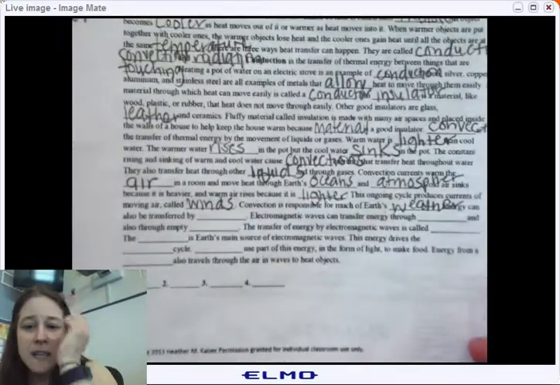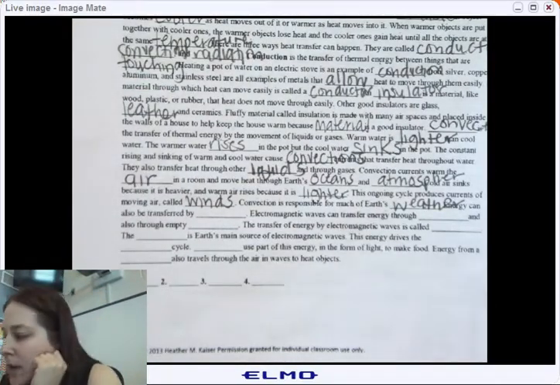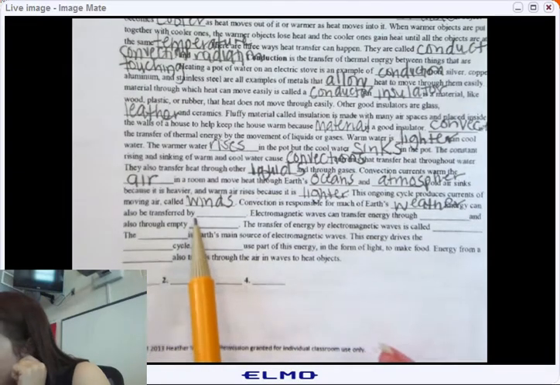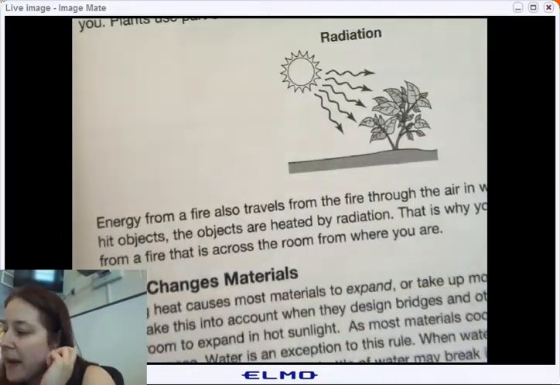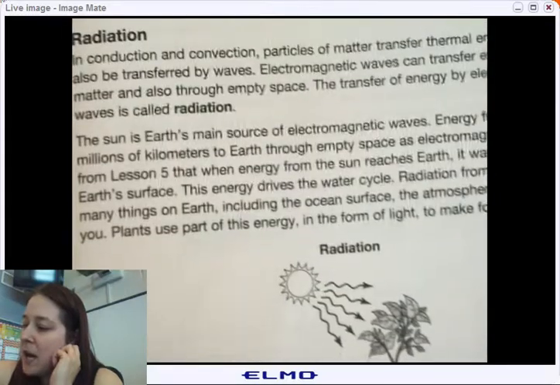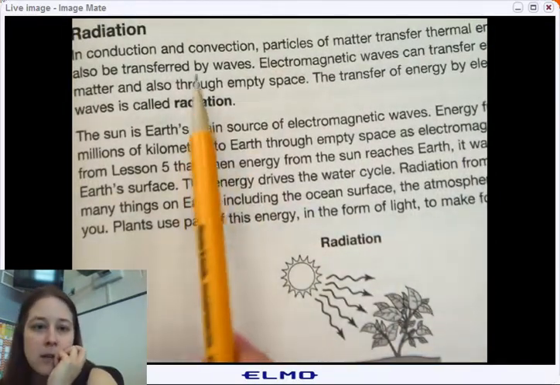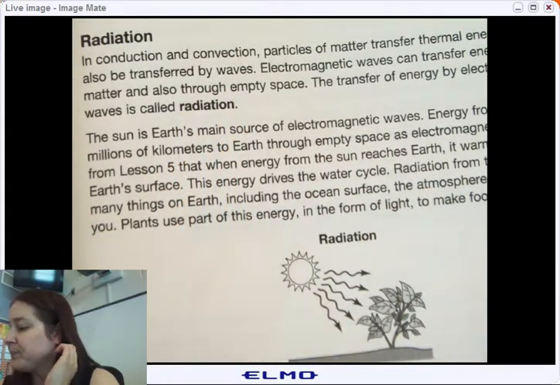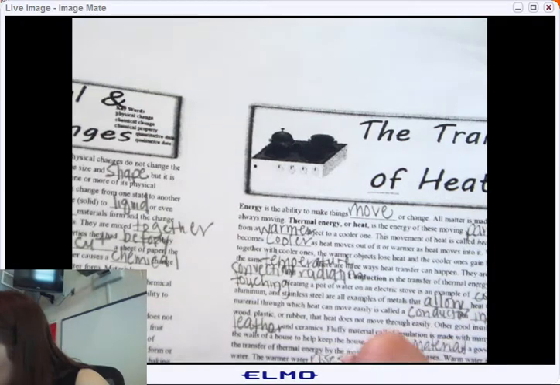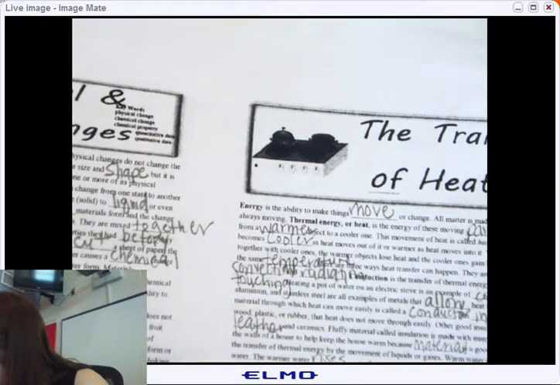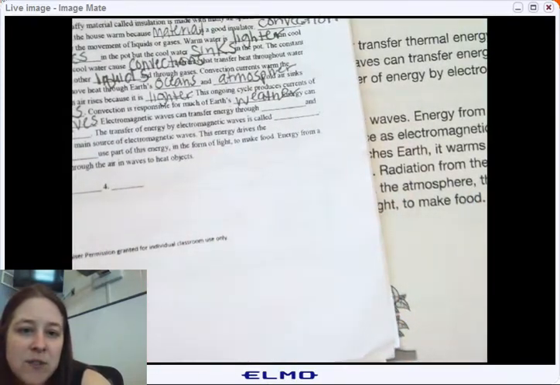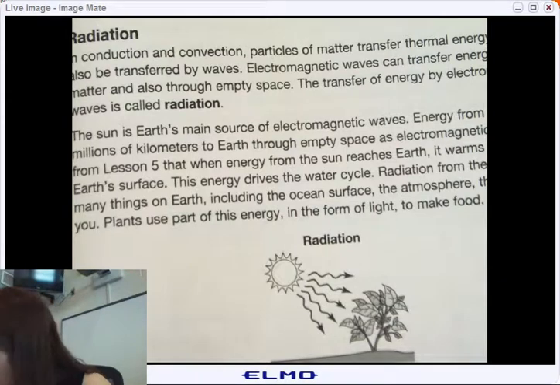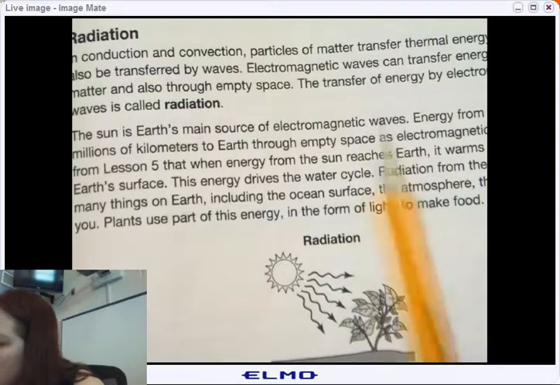Okay, so when we look at this, what can energy be transferred by? I'm going to zoom out a little bit more. Energy can be transferred by waves. Electromagnetic waves can transfer energy through blank and blank, and also through empty blank.